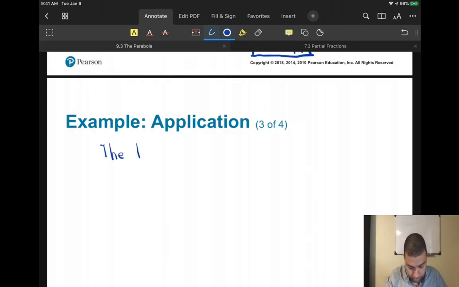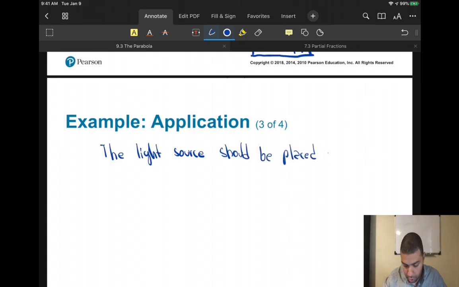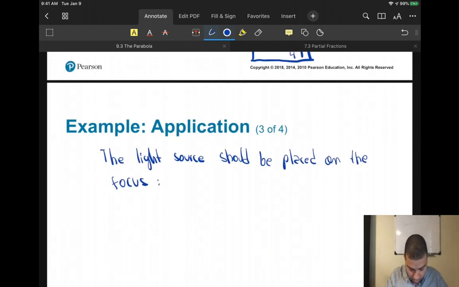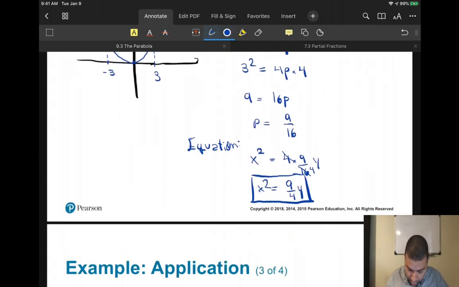So the light source should be placed on the focus. In the equation of the focus, because it's a vertical parabola opening up, right? You move p up from the origin, you know p. So the focus is 0 comma p, rather, right? x equals 0, y equals p, I mean 0 comma p, and p is 9/16.